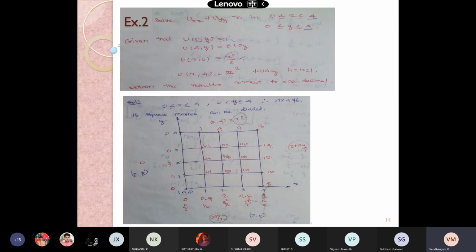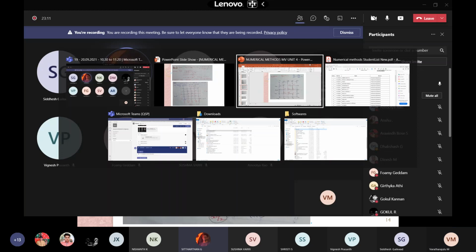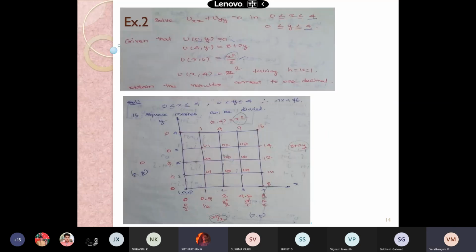Whether it is clear? Yes, sir. It is clear? Yes, sir. Clear. Once the basic information is given to you, whether you can draw the boundaries and whether you can find various boundary conditions. Yes, sir.